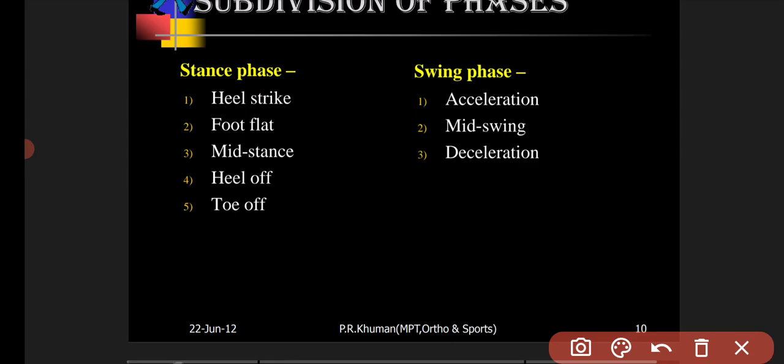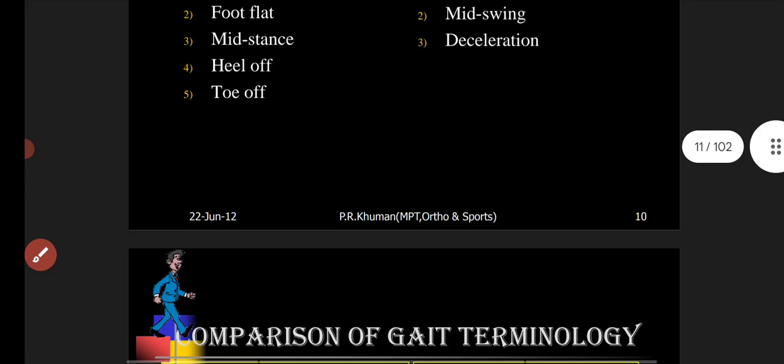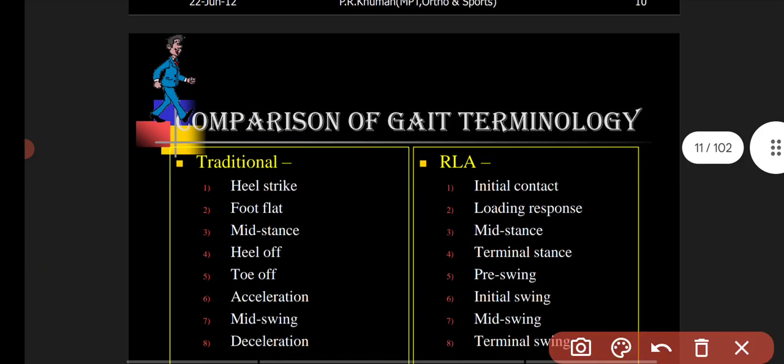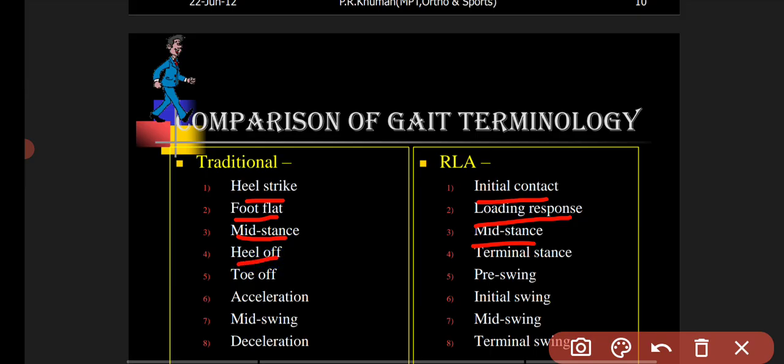In the traditional classification it is heel strike, but in RLA it is known as the initial contact phase. Next, foot flat is the loading response phase. Mid stance is also the mid stance stage. Next is heel off, which is the terminal stance stage. Toe off is the pre-swing stage. These are the stance phases.